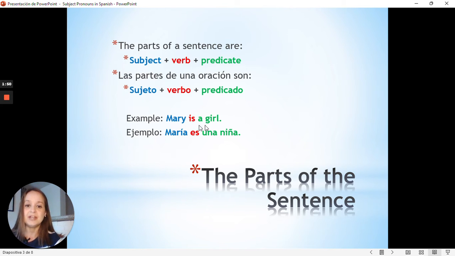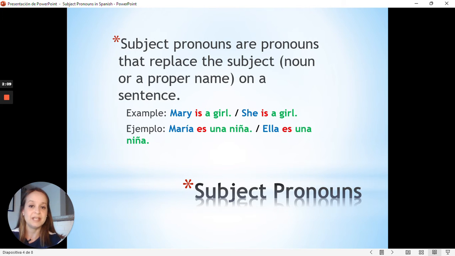Let's take a look at the example. Maria is a girl. Mary is a girl. So the information that we are getting here from the sentence is the gender of Maria. The sentence is telling us that Maria is a girl. So the sentence talks about Mary. Mary is the subject in the sentence. In Spanish, it would be María es una niña.